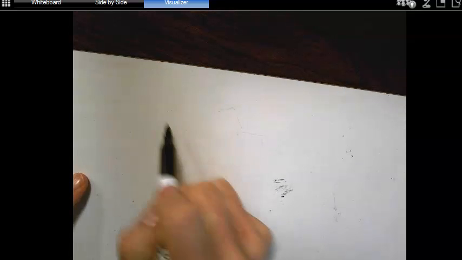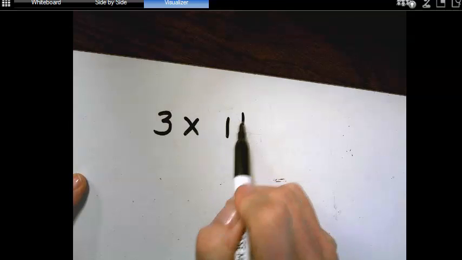So what we worked on today is multiplying a mixed number times a whole number. For example, 3 times 1 and 1/2.